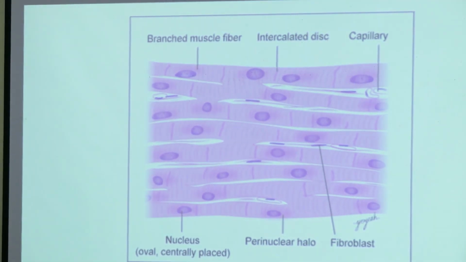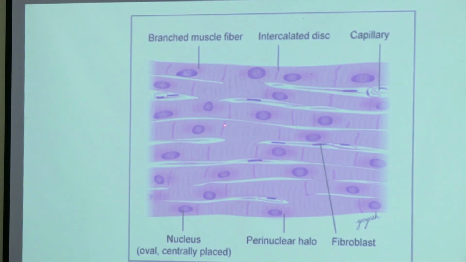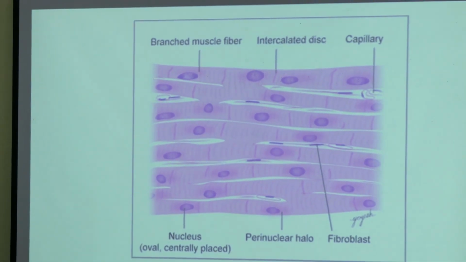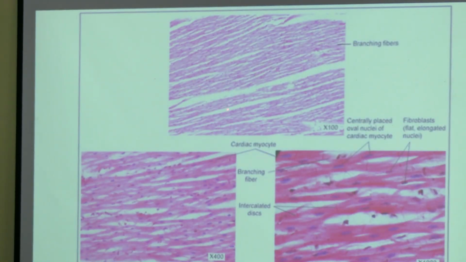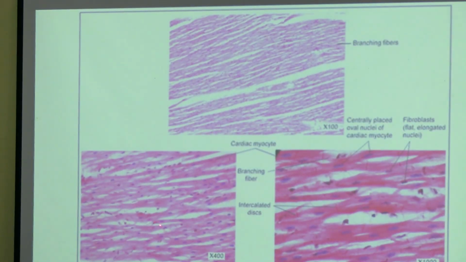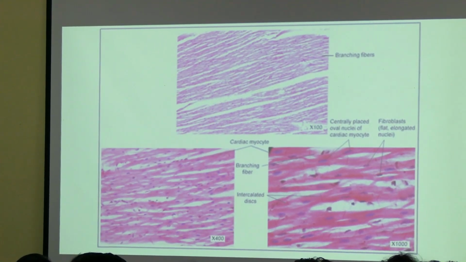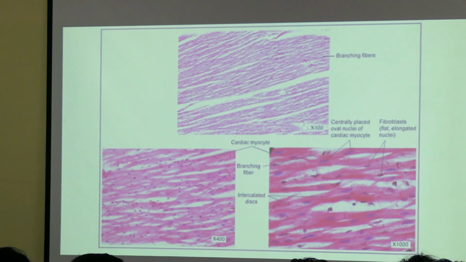Look, the perinuclear halo is seen. Next, can you see the intercalated disc? These are the things which you have to identify under the microscope. This is under 10x, this is 40x, and this is 100x. This is the actual appearance. The previous one, whatever I have shown you, is a schematic diagram which you have to draw, and this you will see under the microscope.